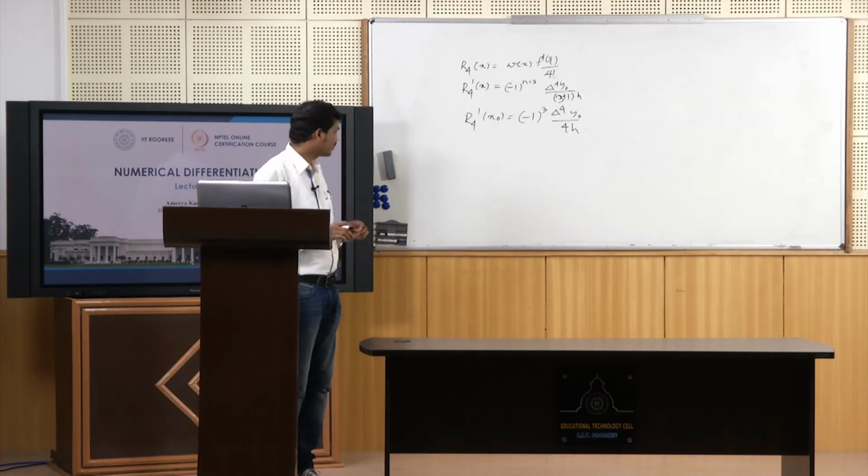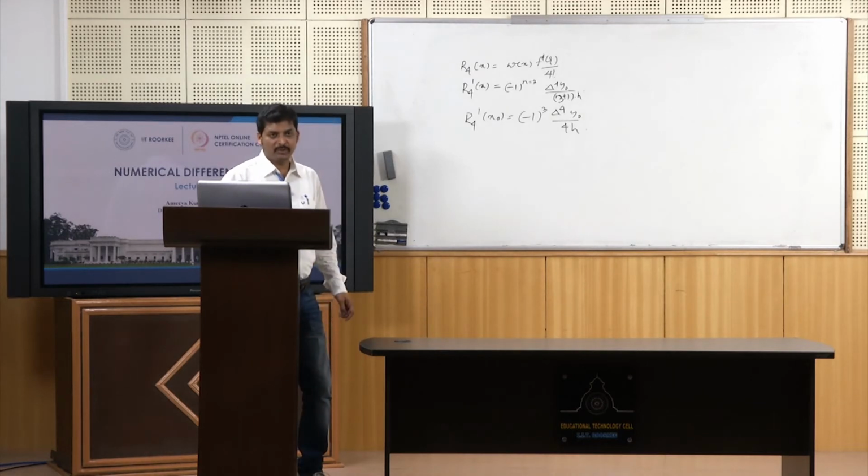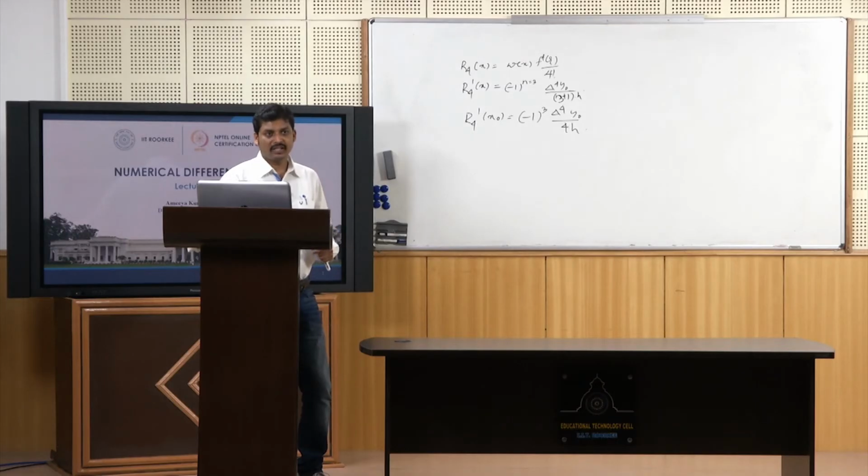So, R4 dash of 2.00 can be written as minus 1 whole to the power 3. That will just give you a minus sign here, and your h size is 0.20 here. So that is why minus 1 by 0.20 into 1 by 4 into your del to the power 4 value, that is just giving you minus 0.002 here.